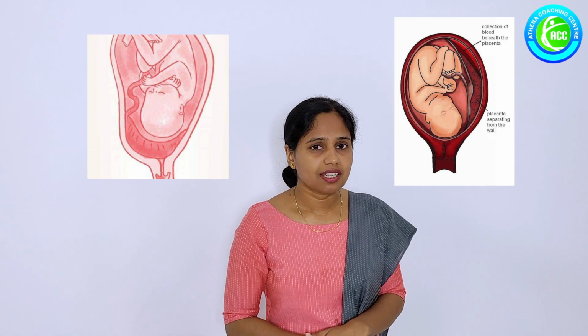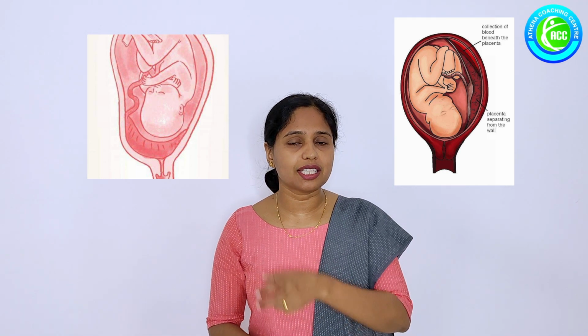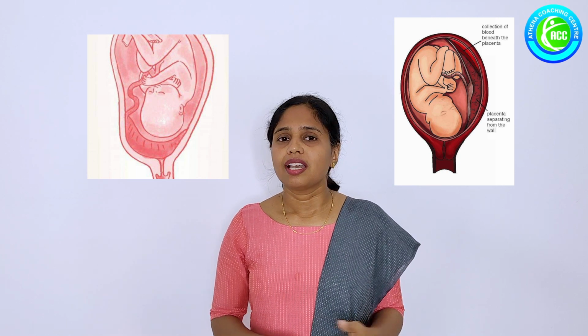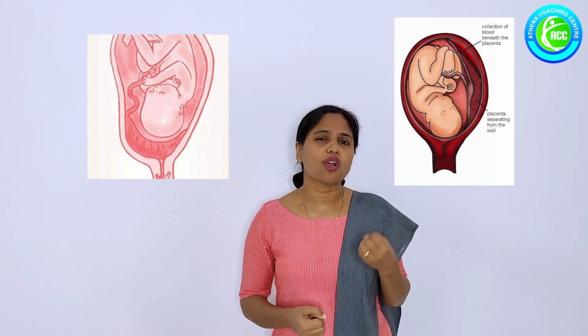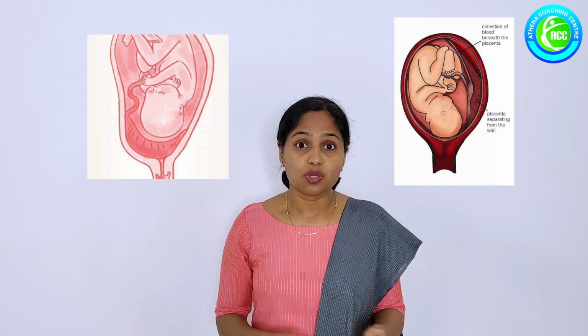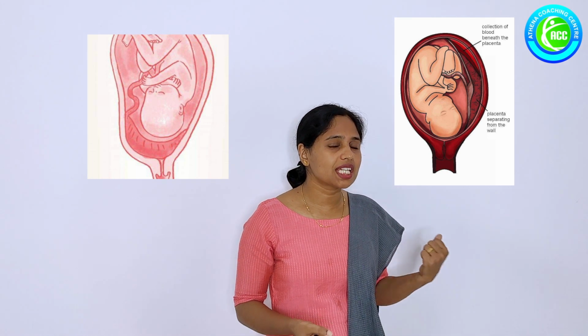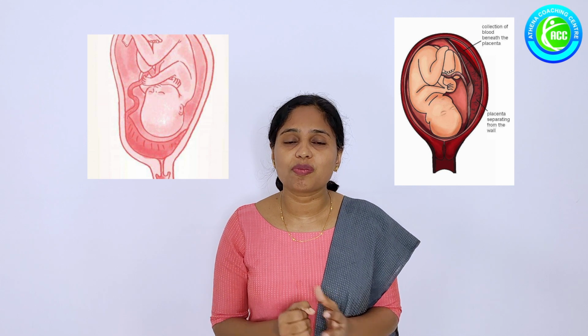So just imagine when the placenta starts to separate during the antenatal period, what happens? The fetus will not get adequate oxygen, minerals and nutrients from the maternal blood. So it will cause damage to the fetus as well as the mother. When the placenta starts to separate, it causes bleeding.